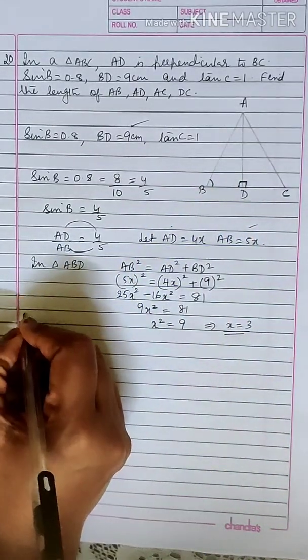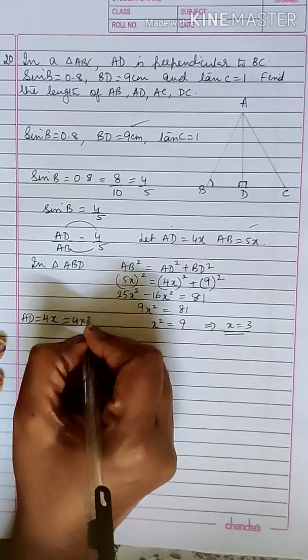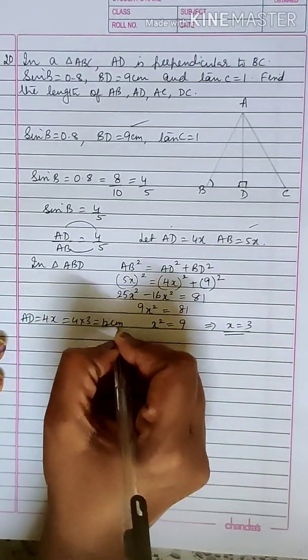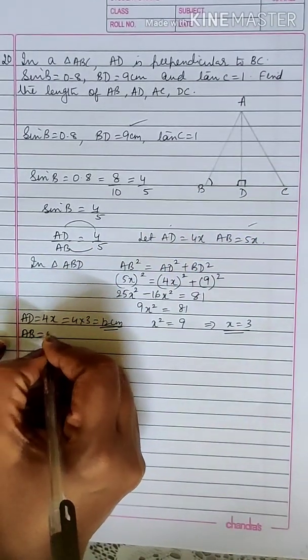Now we can find AD, which is equal to 4x. So 4 into 3, which is equal to 12 centimeter. And the next one will be AB, which is equal to 5x.